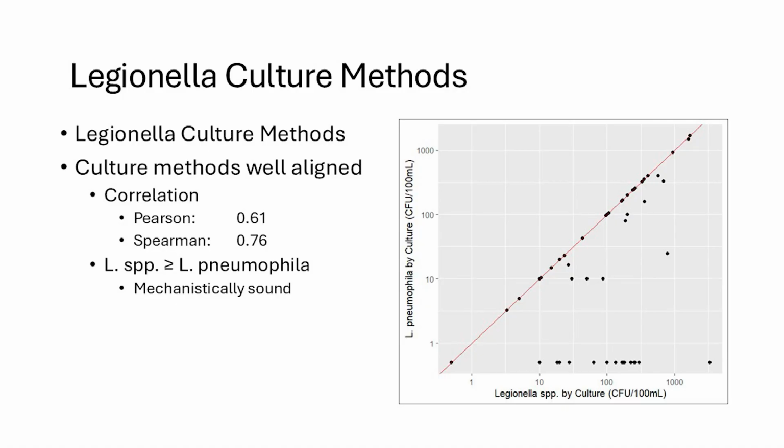So the important thing here is what tools you use to produce the data or the quantified microbial data that goes into a risk assessment. It does matter how consistent it is, and that adds uncertainty to risk assessments. We did find a good agreement between the Legionella species culture method and Legionella pneumophila. So there are many Legionella species, but Legionella pneumophila is the one that causes Legionnaire's disease primarily, and it's the one that we're most concerned about.